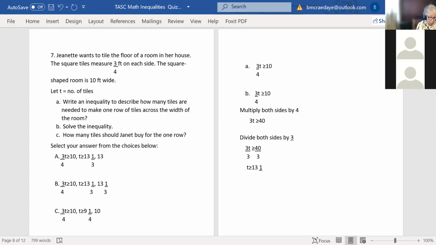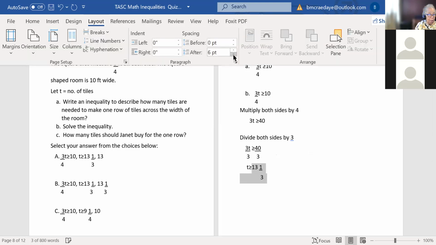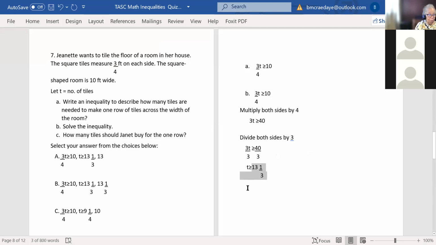There's our 3. Okay. So now that's our B, 13 and 1/3, right? And C says how many tiles should, so we're saying our number of tiles must be greater than or equal to 13 and 1/3. So how many tiles should Janet buy, Vanessa?